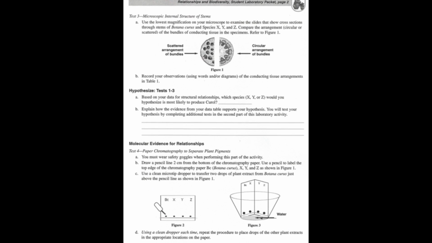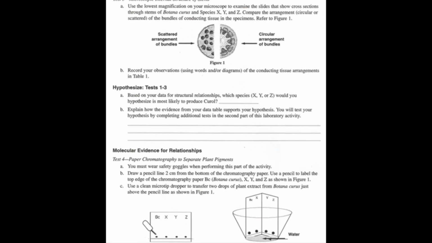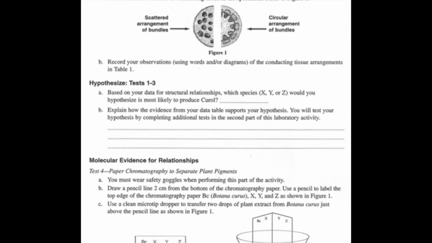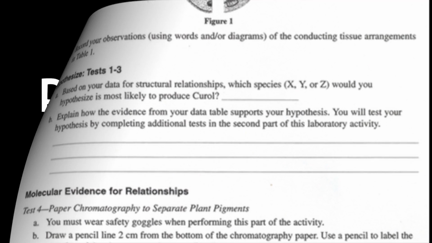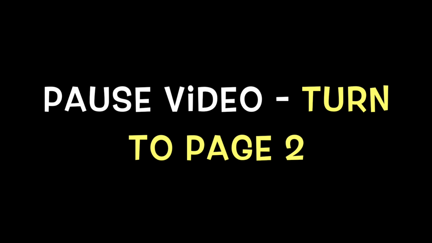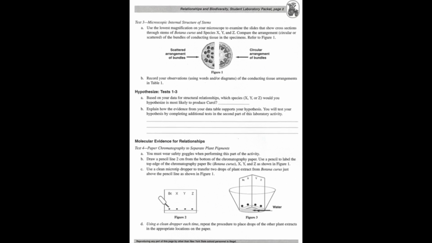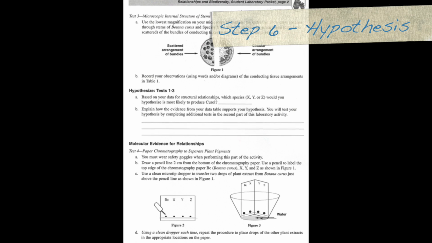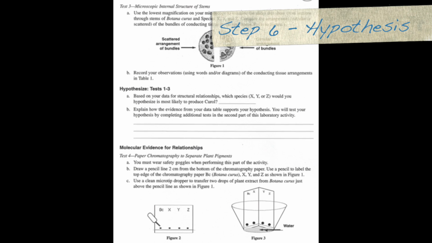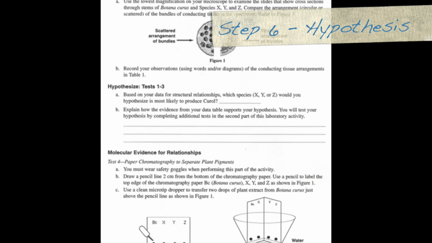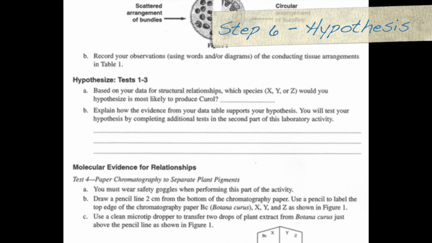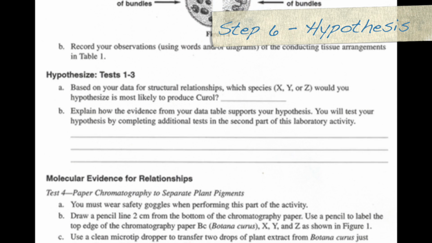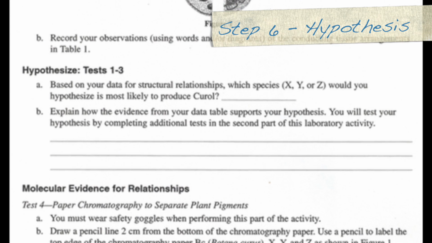At this point, you will have to go backwards in the lab to page 2 in order to form a hypothesis based on the structural components alone. The first part of the question on page 2 asks you to pick a species that is most likely to produce curol. The second part of this question asks you to support your hypothesis with evidence from your data table of structural comparisons.